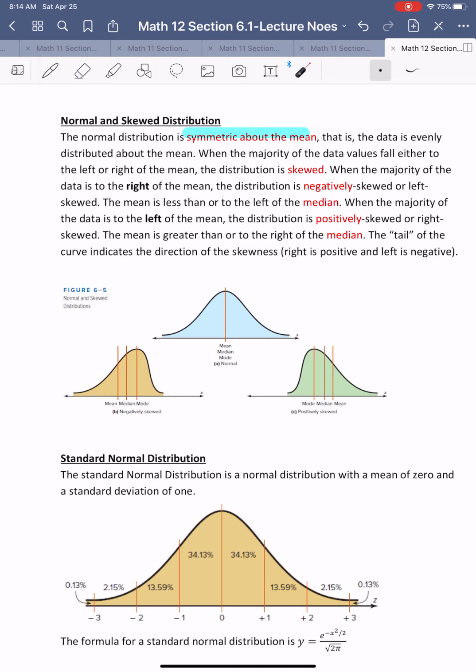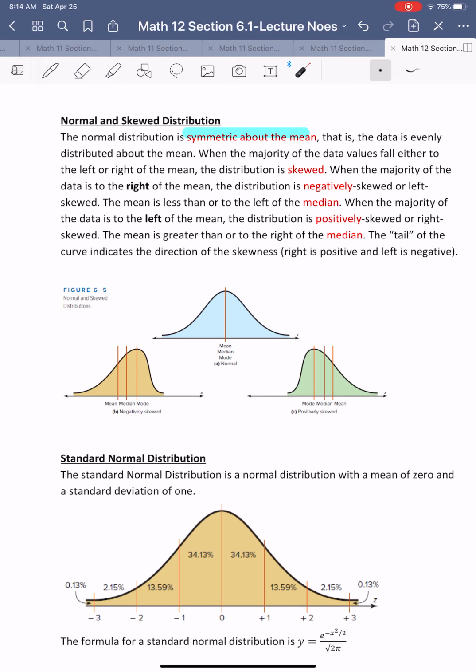When the majority of the data is to the right of the mean, we call this negative skewed or left skewed. The mean is less than, to the left of, the median. When the majority of the data is to the left of the mean, we call that positive skewed or right skewed. The mean is greater than, to the right of, the median. The tail of the curve indicates the direction of the skewness: right is positive, left is negative.